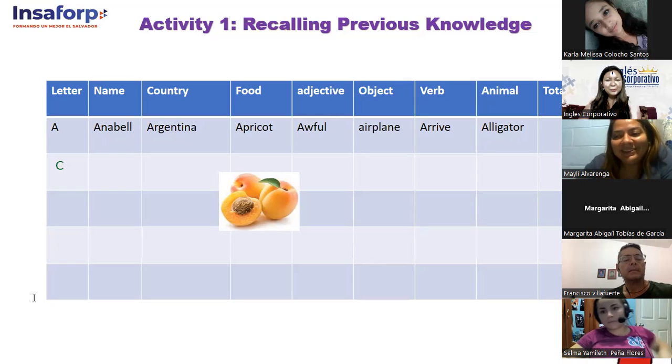Okay, what about verb? Council. I couldn't understand. What is the verb? The verb with C. Good. Cook. Good.